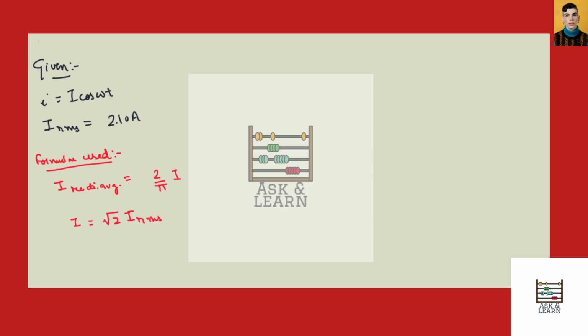Welcome to problem number 31.2. This is chapter 31, alternating current. In this question we are given a sinusoidal current I equals I cos omega t, where omega is the frequency of the sinusoidal current and I is the amplitude of the current. So this I is the amplitude.